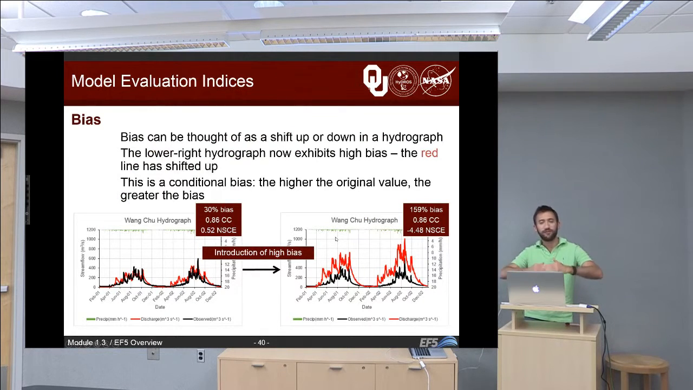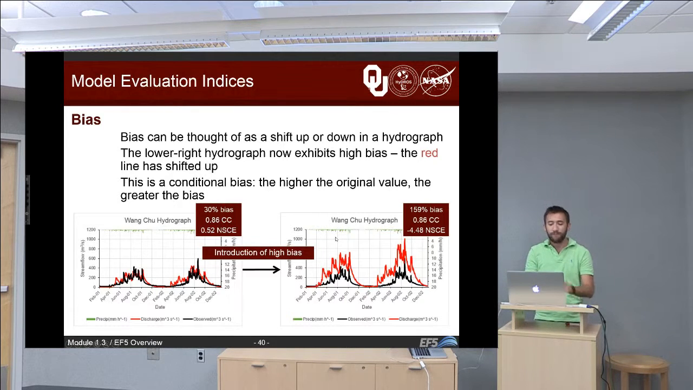Bias can be thought of as a shift up or down in a hydrograph. The lower right hydrograph has some high bias. What I did was I basically went into Excel and I multiplied every model value by 2. So I basically doubled it, added 100%. This is a conditional bias, so the higher the original value now, the greater the bias, or the greater the amount of extra stuff has been added.